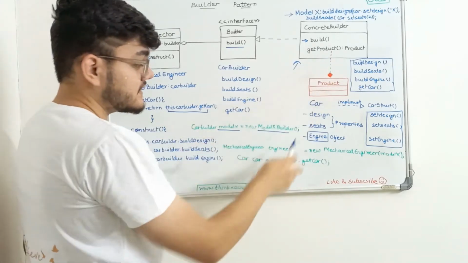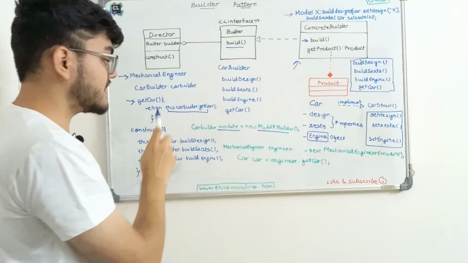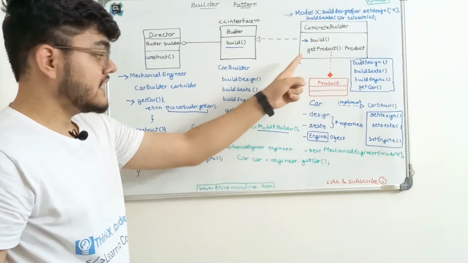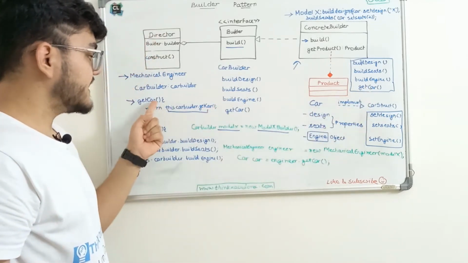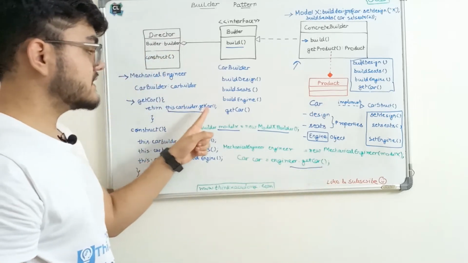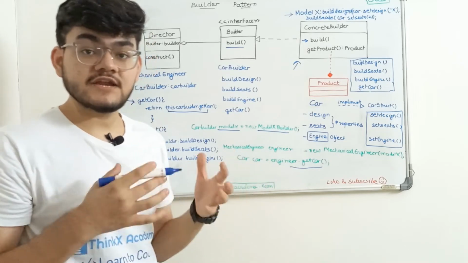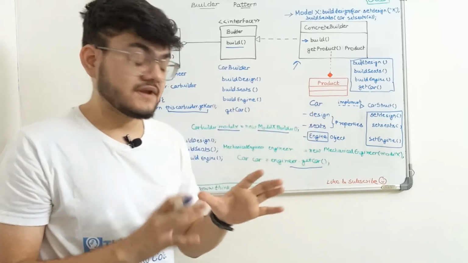Since I created an object of model X builder, which is model X, and I'm passing it to the constructor, I can use this.carBuilder. So car builder is model X, and I'm invoking the get car function, which is here. Whenever I call this get car function, which I'm doing at this step here, it will return me the whole constructed car. But we know that before returning the car, we need to construct the car with the appropriate design, number of seats, and the appropriate engine.